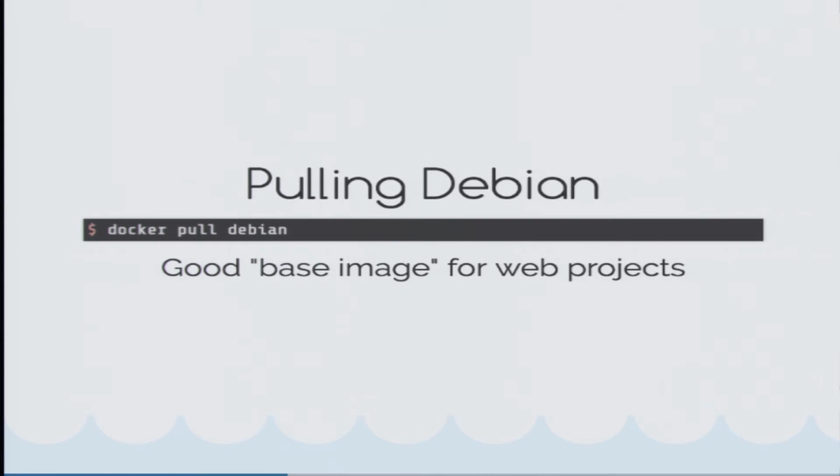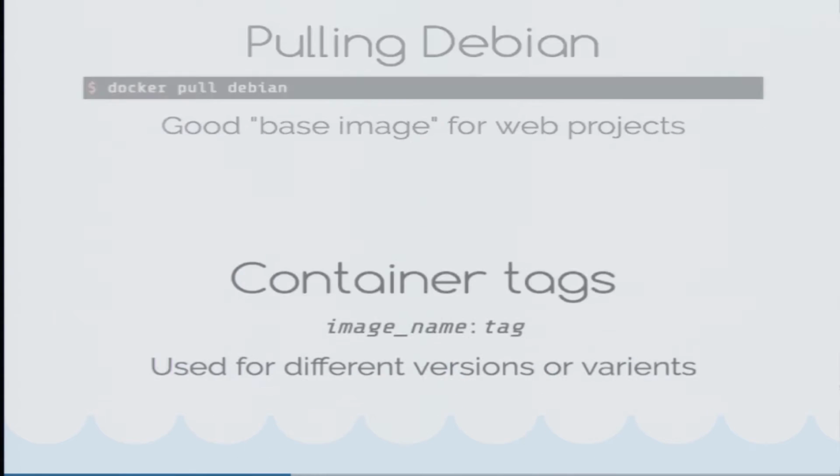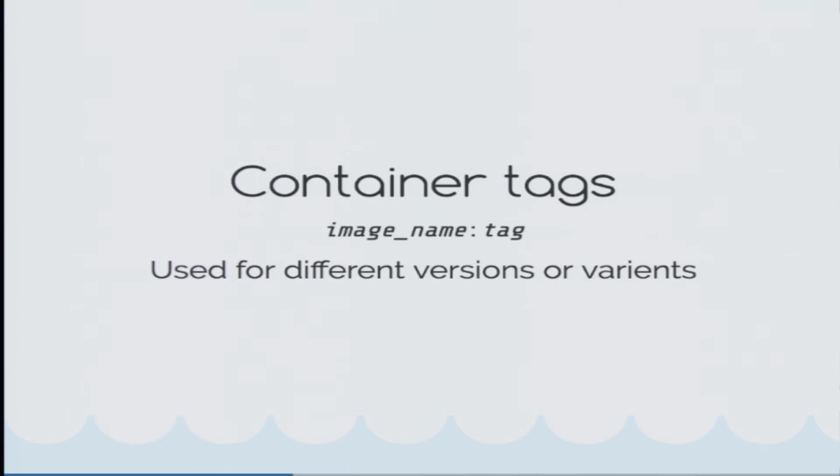So let's say we want to start with Debian Linux. Debian is often used as Linux web servers for a lot of Drupal and open source projects. So it's a really good quote-unquote base image to start with. So we'll do a Docker pull for Debian, and it will download it to our system.